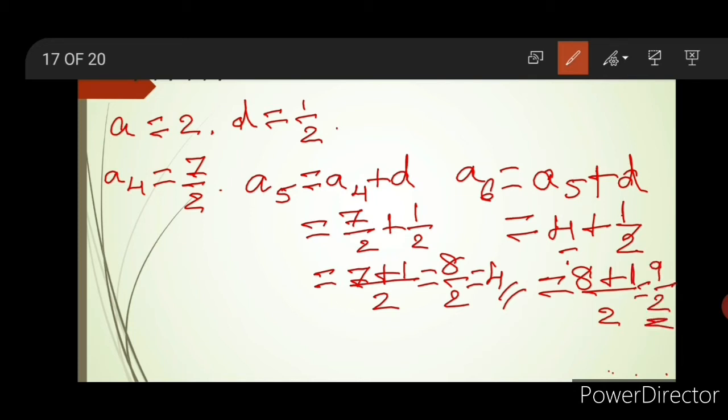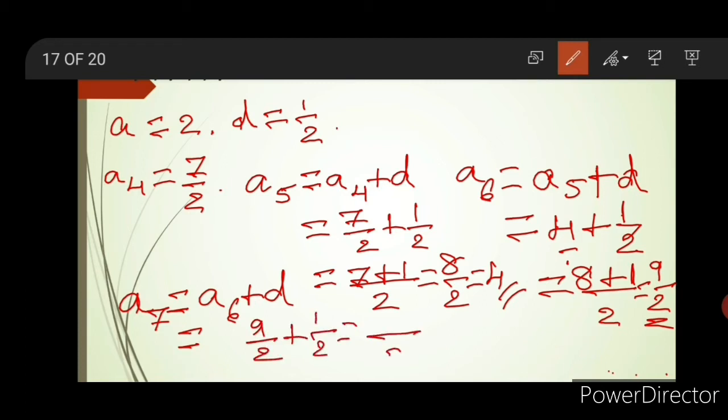So A6 is equal to 9 by 2, which means 4 and half. Next A7. Find out A7. A7 is A6 plus D is equal to 9 by 2 plus half. See, denominators are the same, so write down 2 as the denominator and 9 plus 1 is equal to 10. Simplify, 2 1s are 2, 5 2s are 10, so 5. A7 is 5. Again, last term A8.